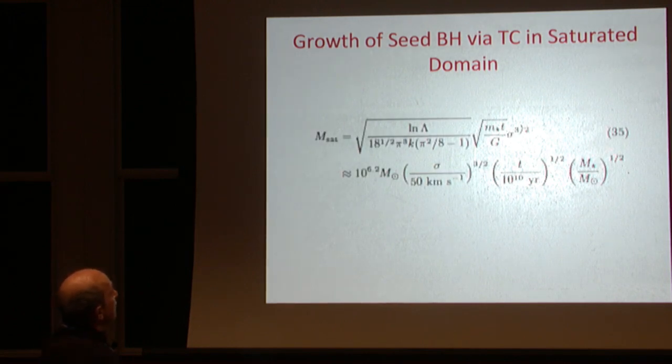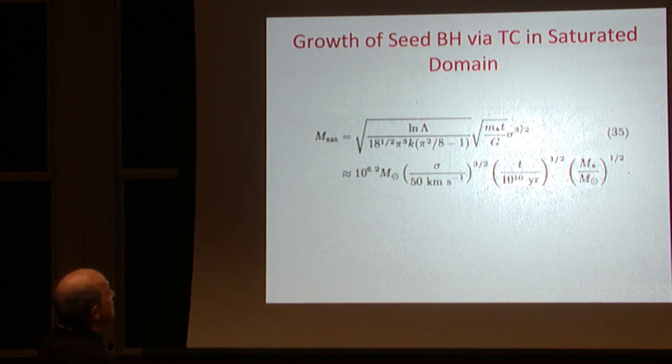And a simple formula that you get out of it is this. Notice density doesn't appear in it. Only the velocity dispersion appears. That it saturates, and the mass goes as t to the half times the velocity dispersion to the 3/2 power. Then it's a simple formula. We derive it in the paper.